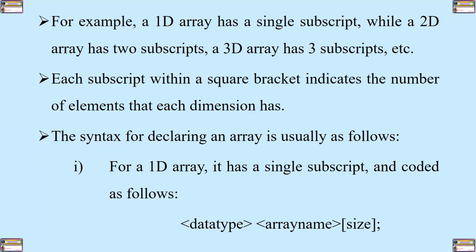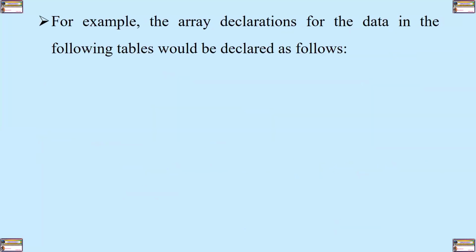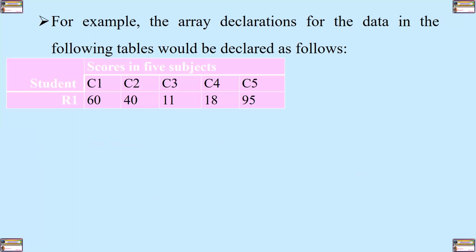But it is only one subscript. So we enclose a subscript in square brackets. For example, the array declarations for the data in the tables that we have already discussed would be declared as int student_course. Student_course is the name of our array. In this case, the data is for students, but it's scores in 5 subjects. So the best name would be student_scores.